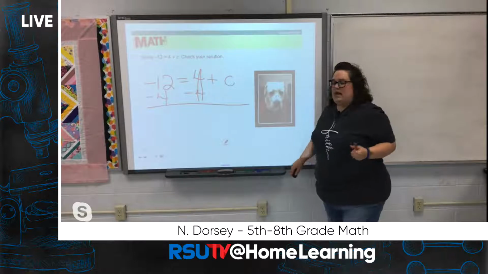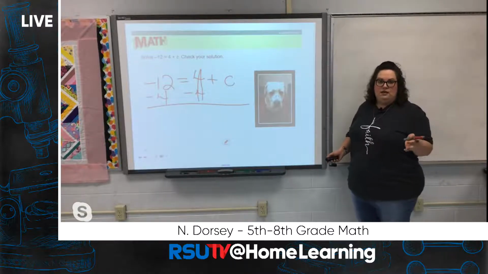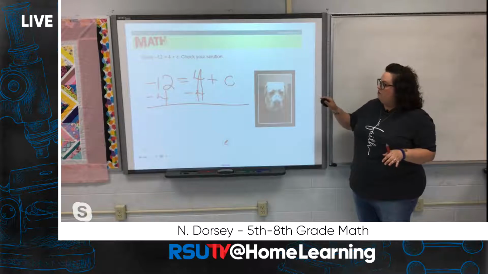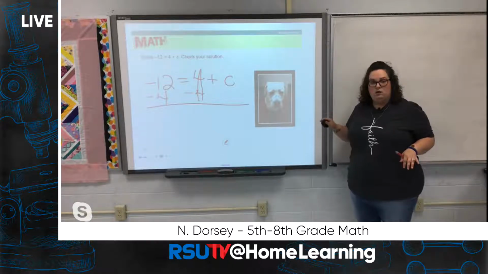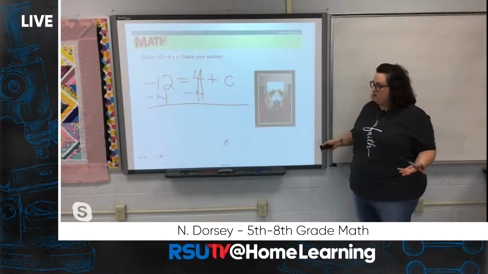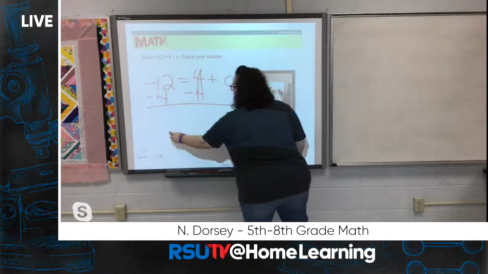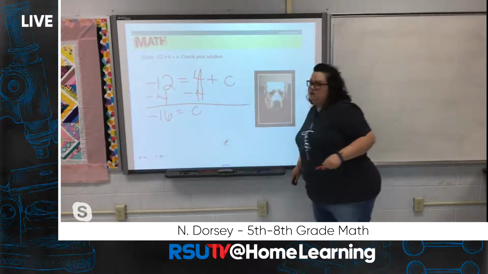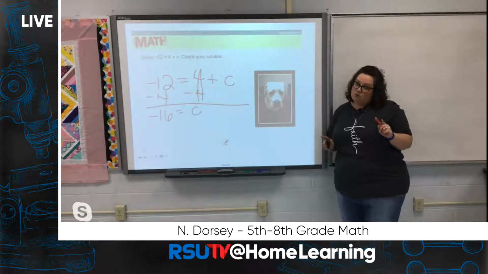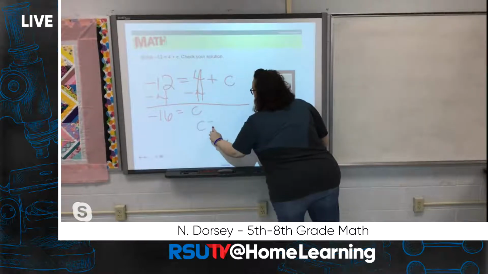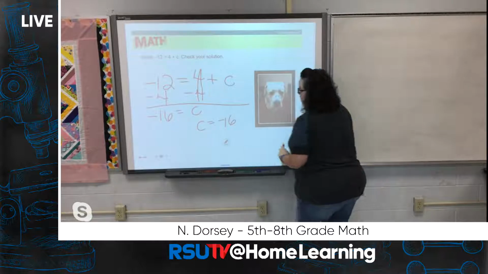And then this is exactly like the problem that we just did. Think of your integer rules, negative 12 and negative 4. They're the same sign, so I keep my sign and I add my numbers. So my answer is negative 16 equals C. And of course, algebra rules, good foundation, rewrite it to say C equals negative 16.